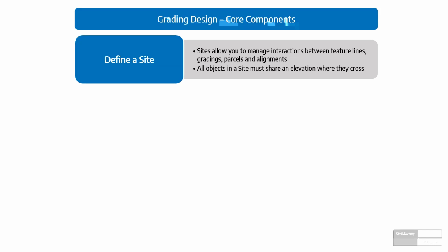So parcels and alignments interact in that alignments split parcels in two, they divide parcels, and you need your feature lines and your gradings in the same site so that they can link to each other. Okay, so the feature line then drives the grading.